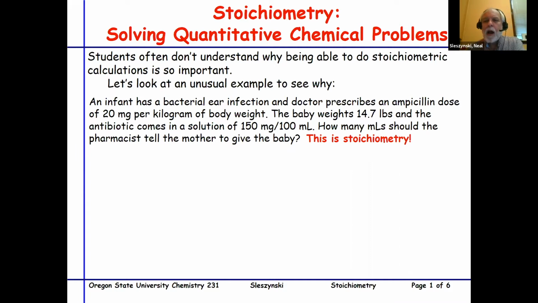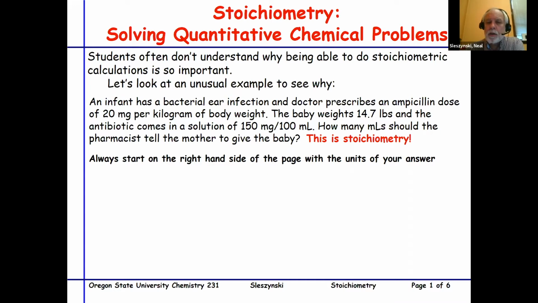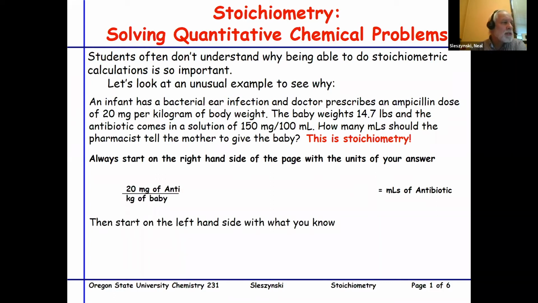Well, let's take a look at how we're going to do this calculation. Whenever we do stoichiometric calculations, we're always going to start over on the right-hand side of the piece of paper with an equal sign and the units of what we want for final answer, in this case, mils of antibiotic. Once we've done that, we're going to start out on the left-hand side with what we know based on the word problem, which is that we've been prescribed 20 milligrams of antibiotic per kilogram of baby.